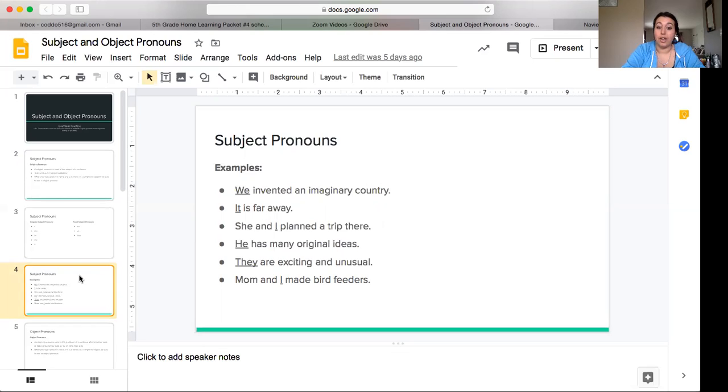She and I planned a trip there. I is our subject pronoun. He has many original ideas. He is the subject pronoun. They are exciting and unusual. So they is our subject pronoun. And then lastly, Mom and I made bird feeders. So again, I is our subject pronoun.